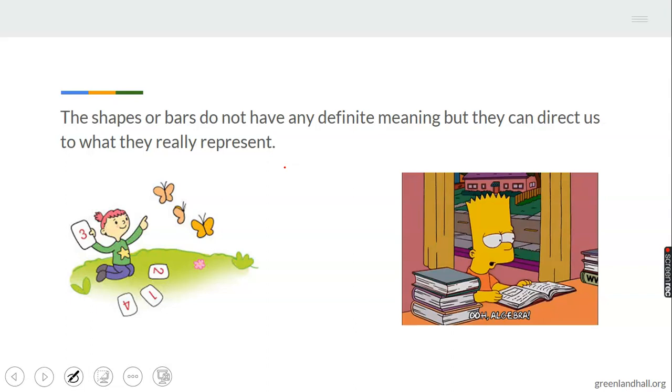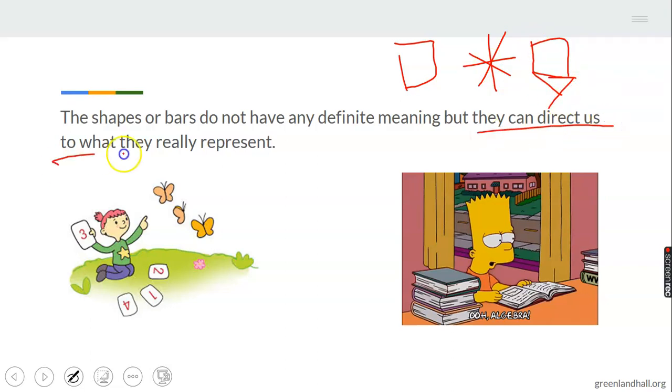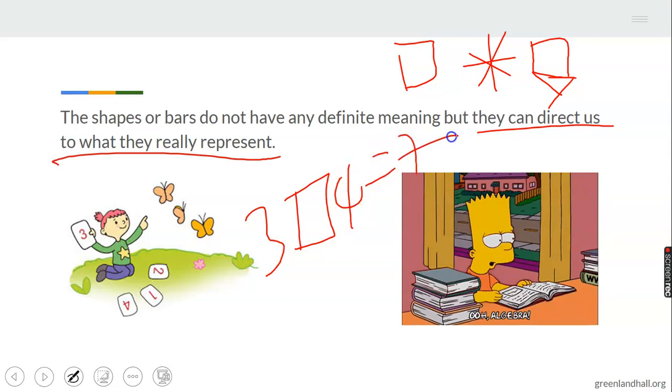It's also important for us to know that the shapes or the bar don't have a definite meaning, because in quantitative reasoning you may be dealing with shapes and all those things. These things literally don't have meaning on their own, but they can direct us to what they really represent. If you apply your logical reasoning and the quantitative reasoning we've defined earlier, you'll be able to say, oh, this shape represents what? For example, someone gives you an equals to 7, and you should know that this shape here represents a plus.